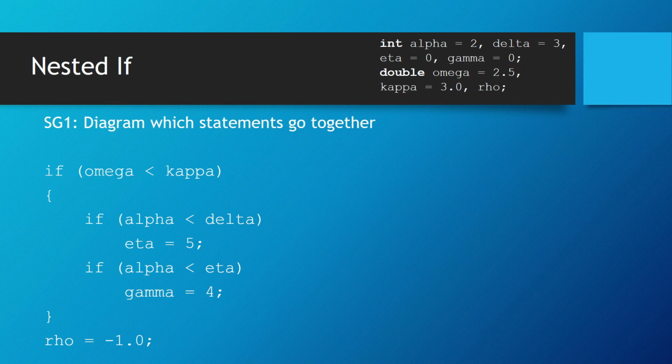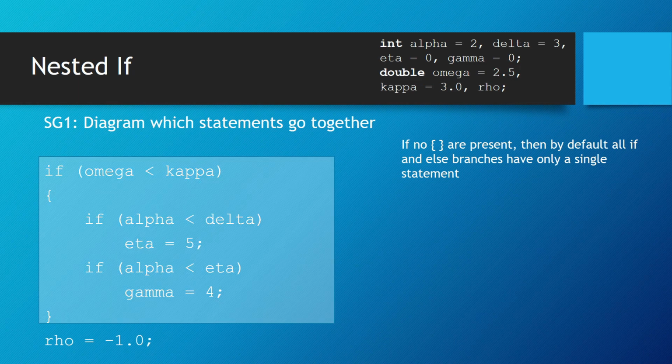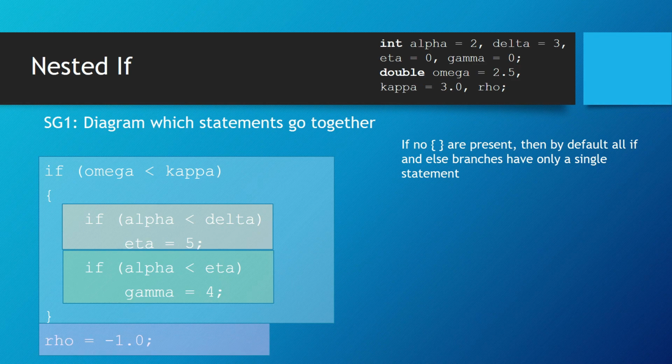For subgoal 1, we diagram which statements go together. If no curly braces are present, then by default, all if and else branches have only a single statement. For our if statement of omega less than kappa, we have curly braces, so we know this is one block. Inside that if block, we have two nested if statements. They do not have curly braces, so they have only a single statement each. Following the outer if statement is a single assignment statement for rho. This is the next sequential statement.